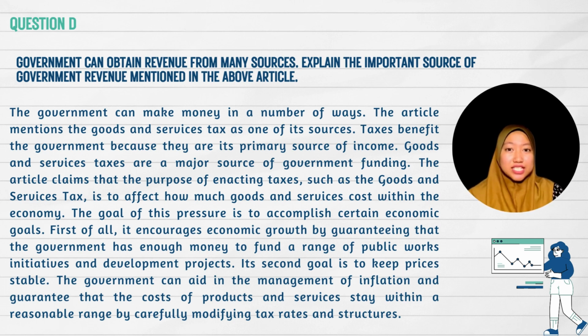So today I want to explain how the government can obtain revenue from any source. Explain the important sources of government revenue mentioned in the above article. My answer is the government can make money in a number of ways. The article mentioned the goods and services tax as one of its sources. Taxes benefit the government because they are its primary source of income.